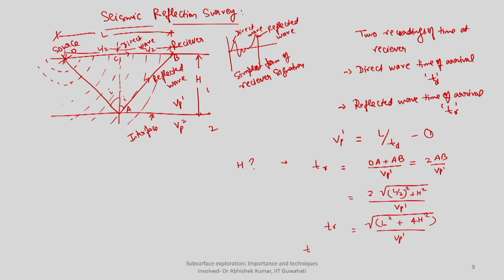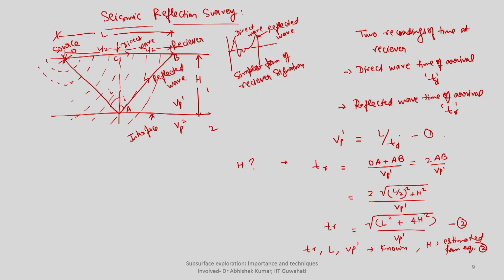So, for known values of Tr, L, Vp1 known. So, this is equation number 1, this is equation number 2. Your value of H can be estimated from equation 2. So, just by means of one source, one receiver, based on detection of time of arrival of direct wave, time of arrival of reflected wave, that is Tr and Td, you are actually able to determine what is the P wave propagation velocity.